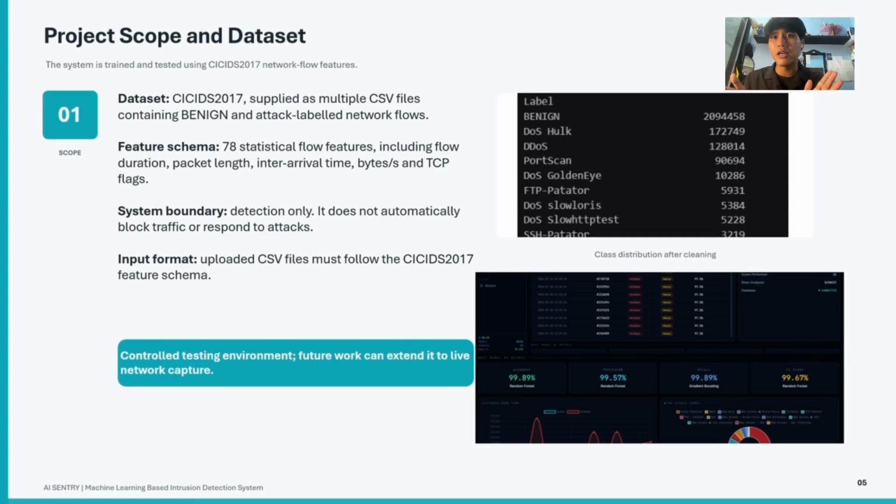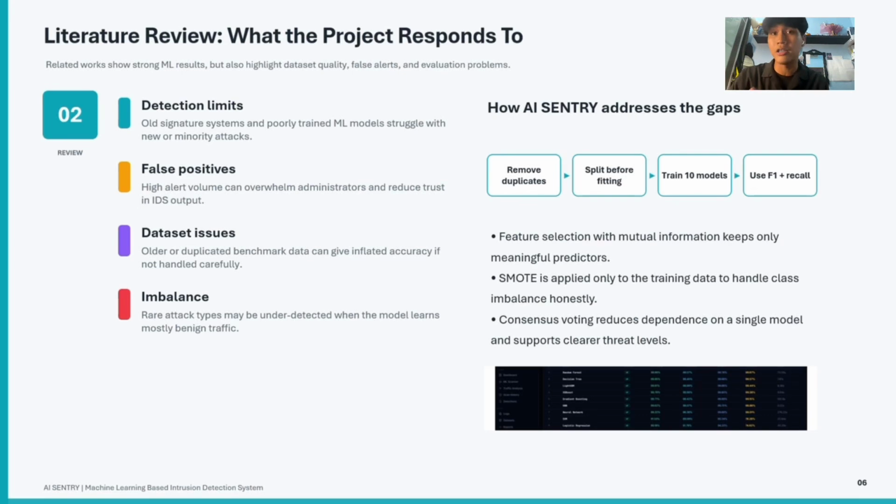The input for the AI Sentry dashboard must follow the CICIDS feature structure because the models were trained using these features. The current system can only perform detection. It does not automatically block traffic or take action against the attacker. Testing was also performed in a controlled environment instead of a real organization network. Real-time packet capture can be added in future development. Now we go through the literature review.